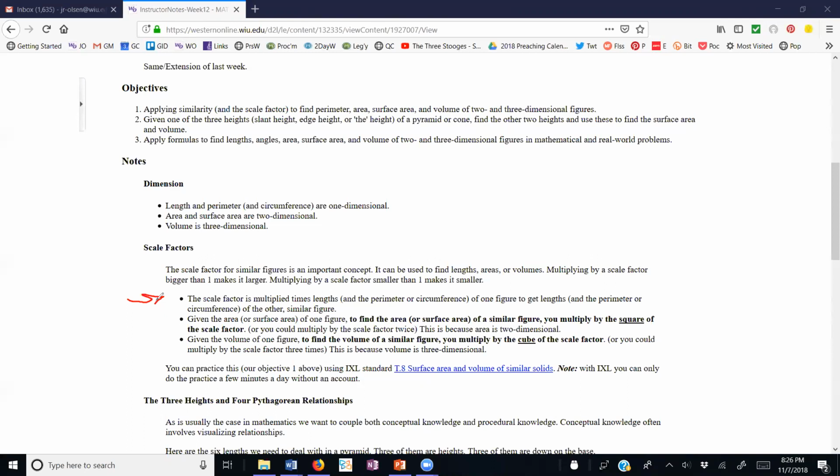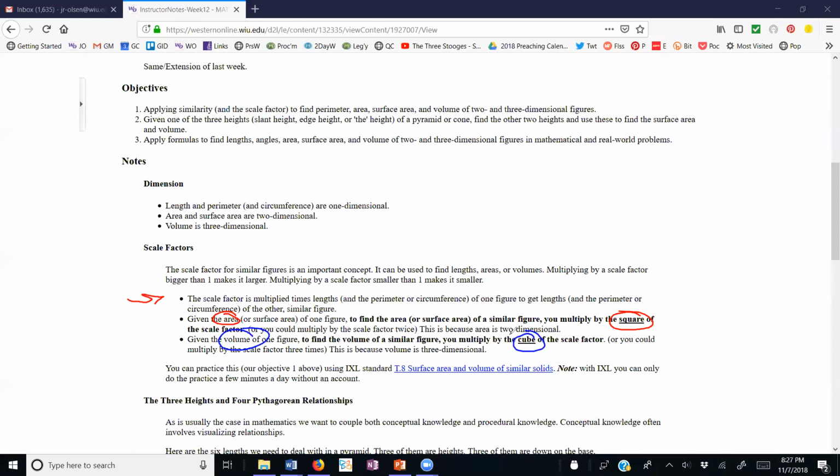To go from an area of one figure to the area of a similar figure, we do as follows. Given the area of one figure, to find the area of a similar figure, you multiply by the square of the scale factor. This is because both the dimensions, the length and width, so to speak, are multiplied by the scale factor. In the case of volume, given the volume of one figure, to find the volume of a similar figure, multiply by the cube of the scale factor, because volume is three-dimensional.